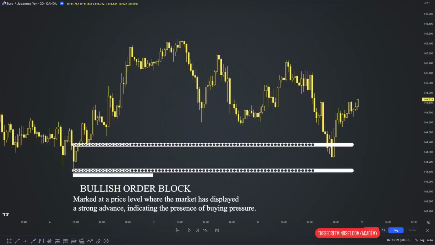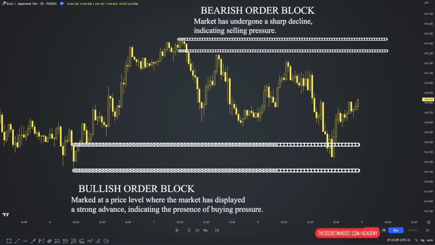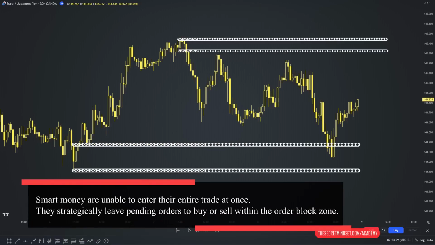A bullish order block is marked at a price level where the market has displayed a strong advance, indicating the presence of buying pressure. A bearish order block is identified when the market has undergone a sharp decline, indicating selling pressure. The fundamental principle of order block trading revolves around the notion that when the market executes a swift and substantial move, the smart money are unable to enter their entire trade at once, so they strategically leave pending orders to buy or sell within the order block zone, anticipating that the market will retrace back to the zone, allowing them to fill the remaining portion of their trading positions.